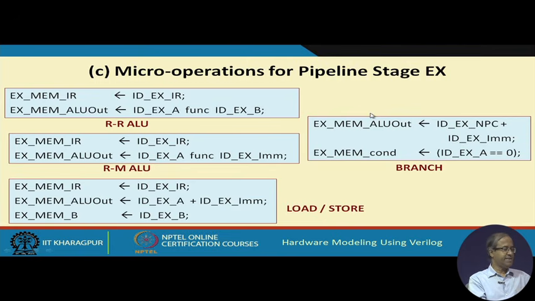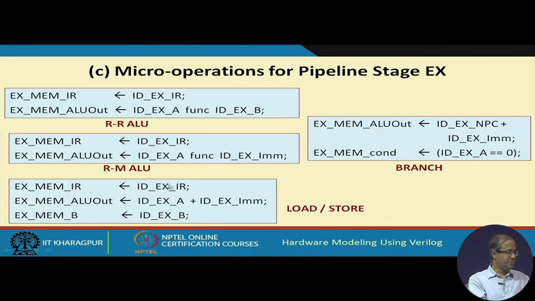Similarly, for the EX stage, depending on the instruction type, micro operations will vary. For register ALU operation, first this IR has to be copied across every stage. IR is simply copied, and A, the function whatever add, subtract, multiply, B will be stored in ALUOut. But these variables are all prefixed by the pipeline latch name. Similarly, for register memory ALU, IR is copied, and here instead of B it is IMM.